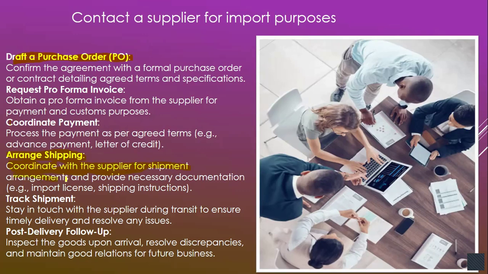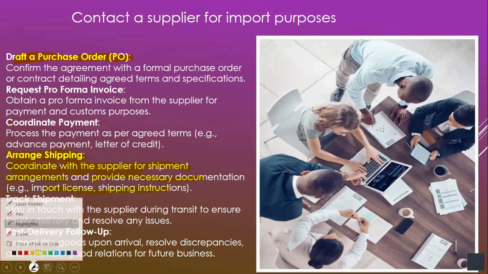So coordinate on shipment related documents. You can ask for the pre-alert documents, so you can file the bill of entry. Then provide necessary documentation like import license or anything else required. If you are importing the goods under a license, you need to prepare the license details.